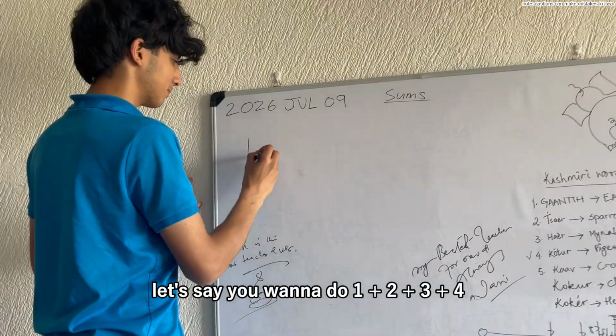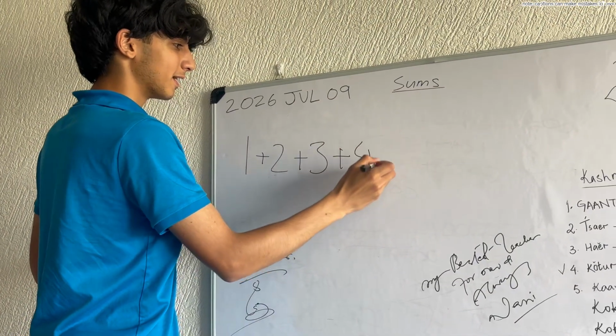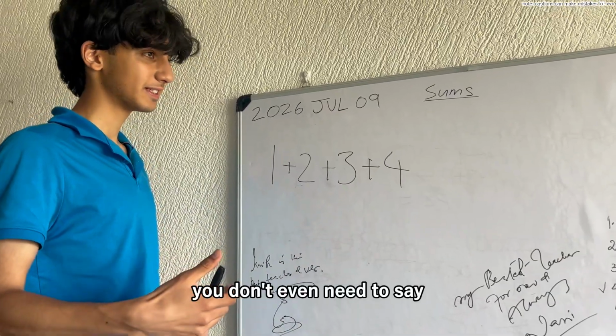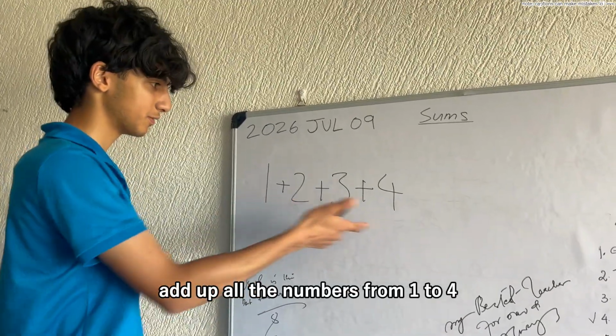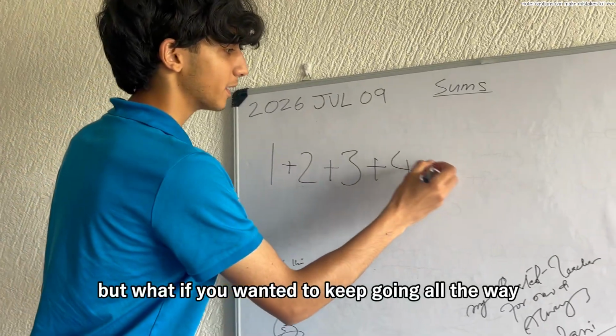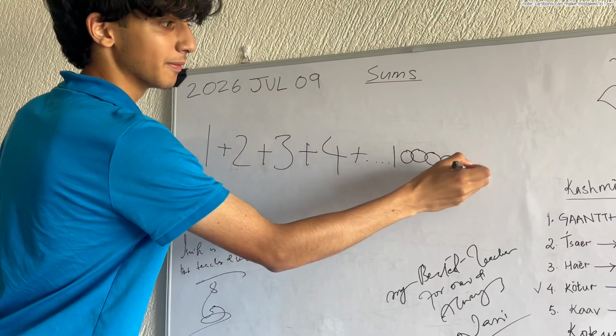Let's say you want to do 1 plus 2 plus 3 plus 4. Just that. That's easy enough to write. You don't even need to say add up all the numbers from 1 to 4. You can just say 1 plus 2 plus 3 plus 4. That's easy. But what if you wanted to keep going all the way to 1,000,000?